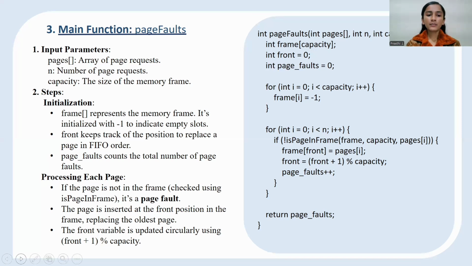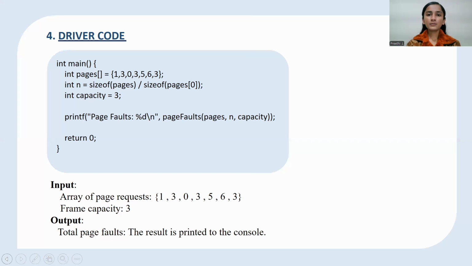Processing each page. If the page is not in the frame, checked using isPageInFrame, it's a page fault. The page is inserted at the front position in the frame, replacing the oldest page. The front variable is updated circularly using (front + 1) modulus capacity. And the fourth part is driver code. Input array of page requests, that is the page reference string 1 3 0 3 5 6 3, frame capacity 3, output total page faults. The result is printed to the console.